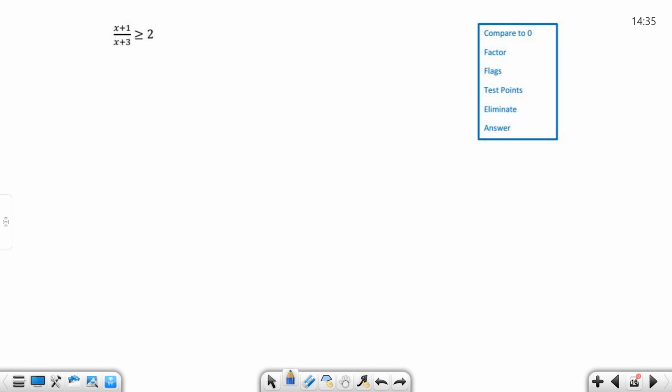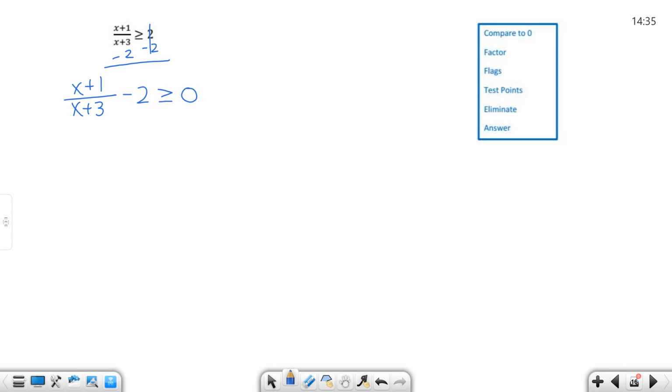Is this one compared to 0? Nope. So I cannot just go up here and check this off, because this is not 0. So how do I get it compared to 0? Well, I don't really want to move x's, so I'm going to subtract 2 from both sides. So (x + 1)/(x + 3) - 2 is greater than or equal to 0. Now it's compared to 0.